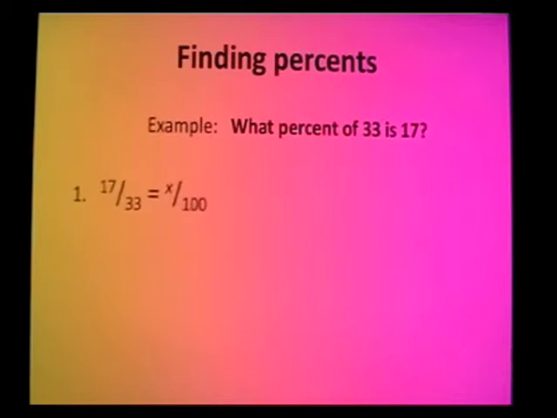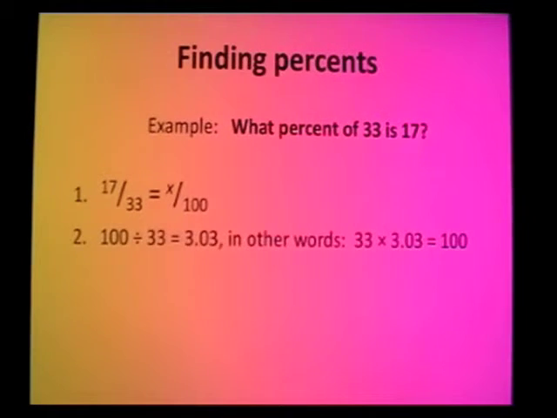First, you would write 17 over 33 equals x over 100, because you have to translate a piece of 33 into a piece of 100, because that's the only way you can get a percent. So x over 100 is the unknown percent.